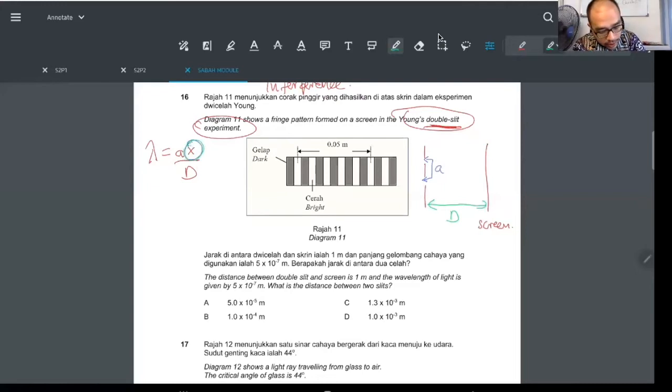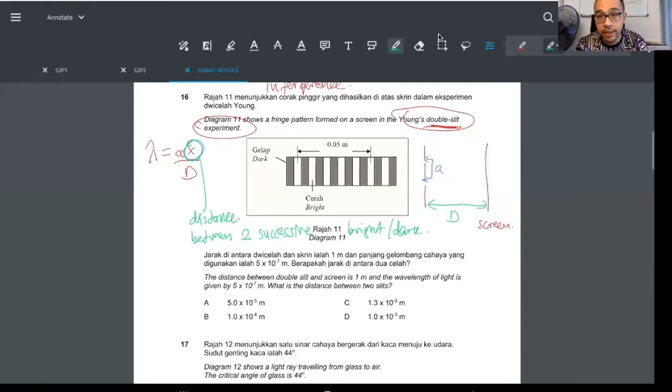X is the distance between two successive. Again, the word successive. Successive means they are next to each other. Two successive bright or two successive dark or two successive loud sounds or two successive soft sounds.